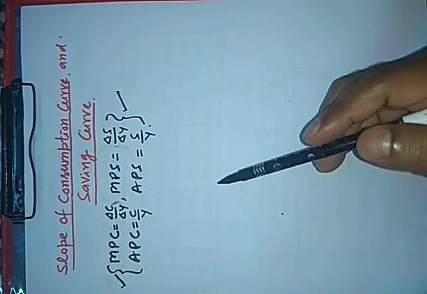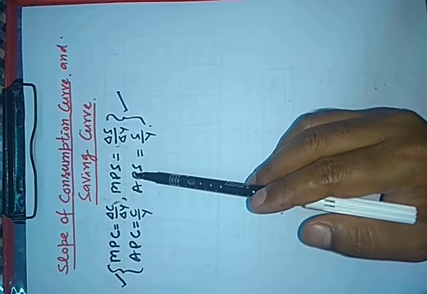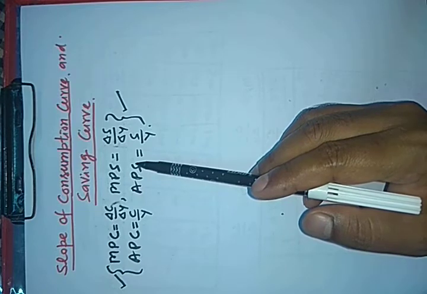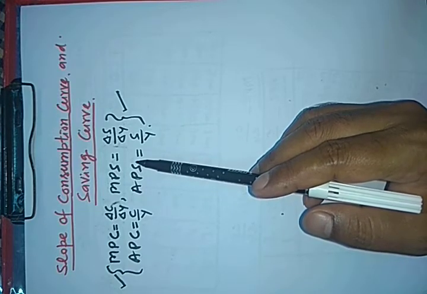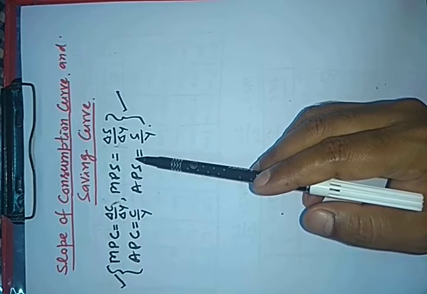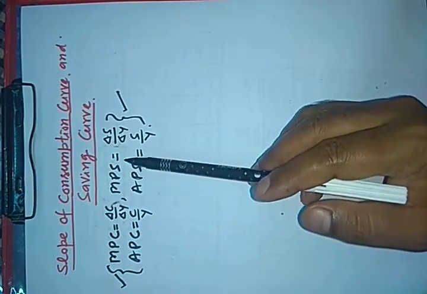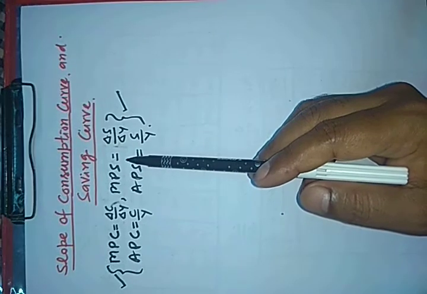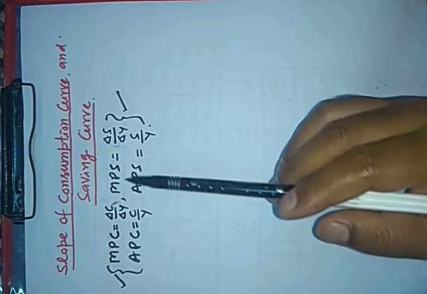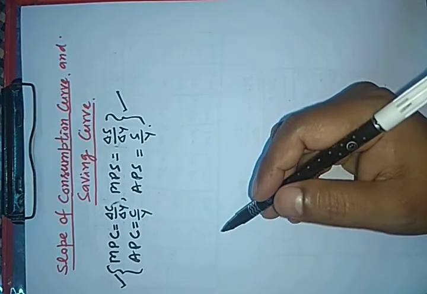These terms can be easily denoted in the graph paper on the consumption line and saving line. So first you understand how these four terms can be denoted in the consumption curve and saving curve. Okay. So first recall the actual shape of the consumption curve and saving curve.